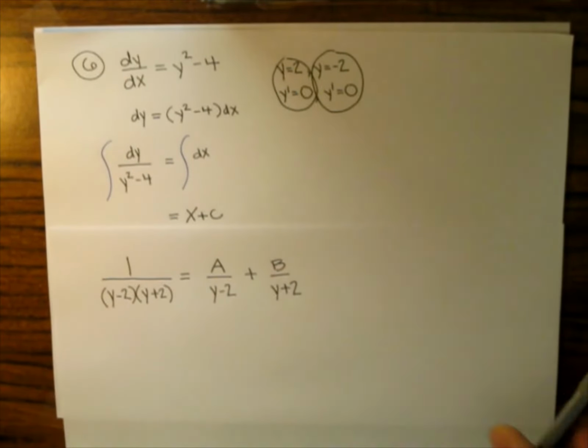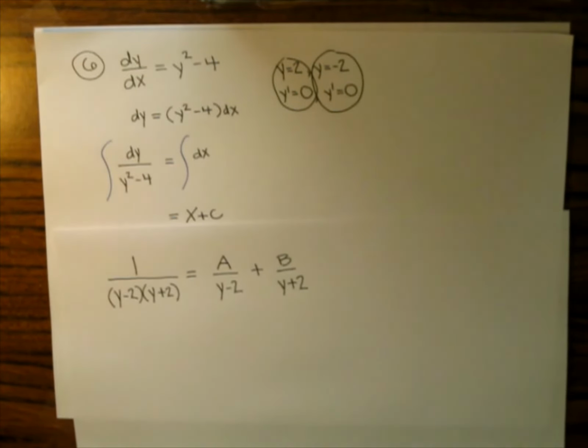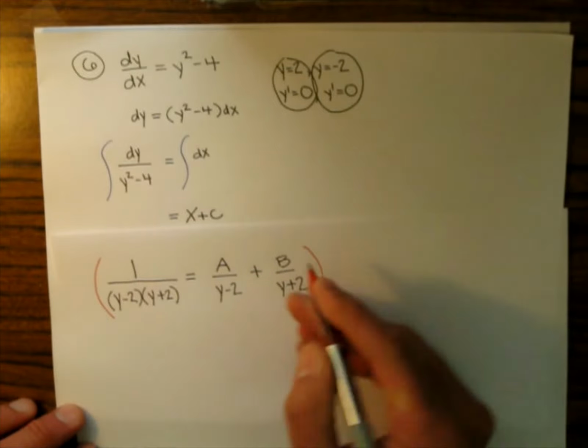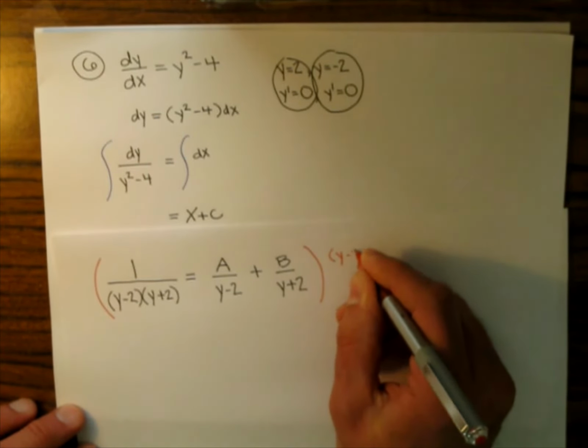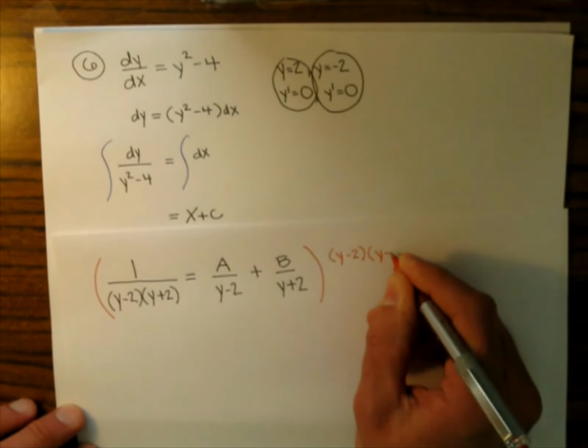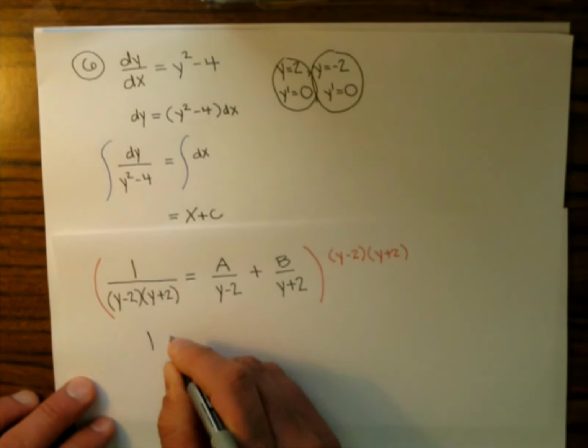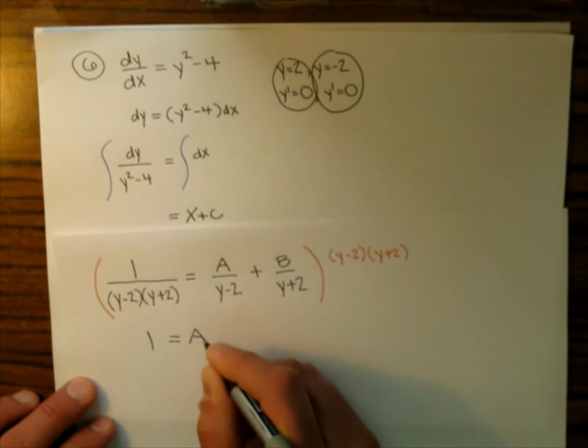Partial fraction decomposition is going to come in big time when we do Laplace transforms. I'm going to go ahead and multiply this by the LCD. I didn't leave much room over there, so I'll put it over here. y minus 2, y plus 2. And so what I end up getting is 1 equals A times y plus 2 plus B times y minus 2.